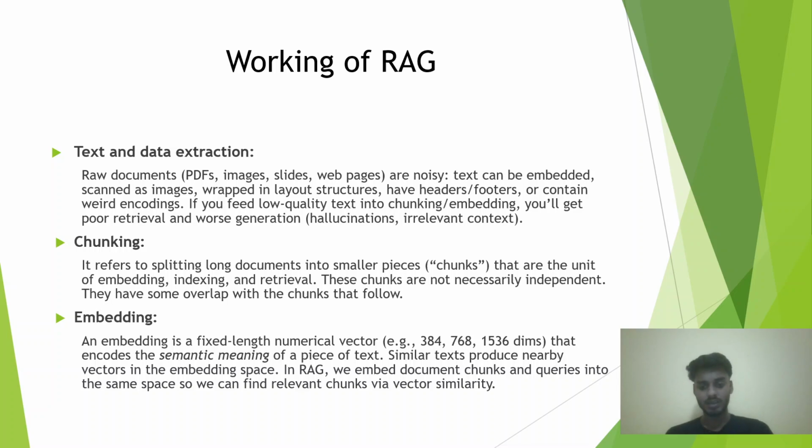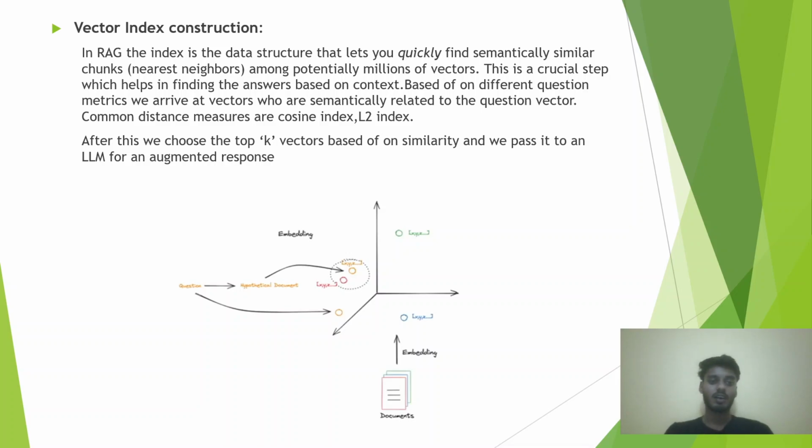Okay, so in RAG, we embed document chunks and queries into the same space so we can find relevant chunks via vector similarity. This will be really clear now. Yeah. So the very next step is indexing. So suppose you have vectors and you want to group similar vectors together. If I have a bunch of data and there's no sort of correlation, it's not really very helpful, right? So what I would do is index these vectors based on their semantic similarity. This is a very crucial step for you to find answers to queries.